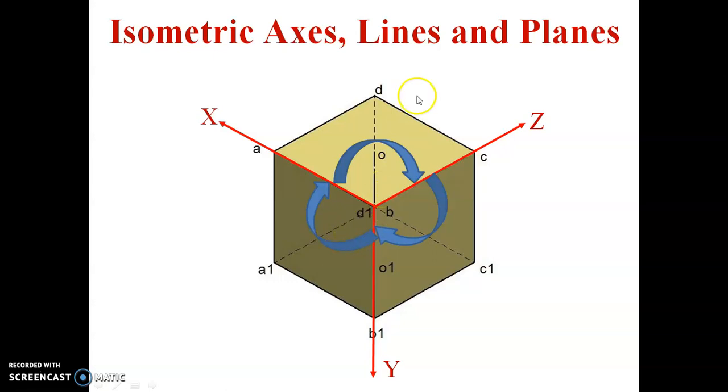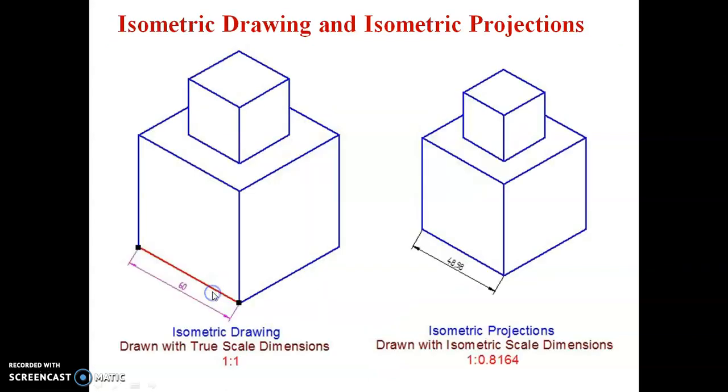Then further we have got the isometric planes. The plane formed by isometric lines and isometric axes, or only by isometric axes or isometric lines, is called the isometric plane. Any plane which is formed by non-isometric lines will be called a non-isometric plane. Then further we have got isometric drawing and isometric projection. Here there are two figures. One represents isometric drawing and another represents isometric projection.